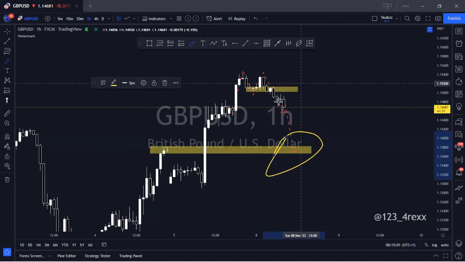But right now, these are basically scenarios we're having. We have our areas of interest, our zones. We're basically waiting for price to react around those zones before we take any trades. Hope you guys understand.